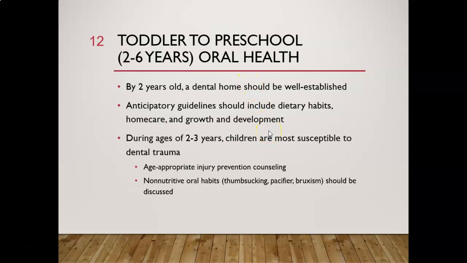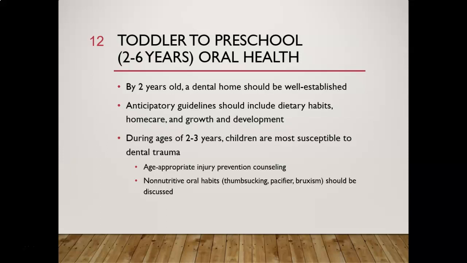So toddler to preschool, 2 to 6 years, oral health. The oral health professional should provide literature at each visit that reflects the stages of development. In addition, oral health care professionals, along with primary care providers, must advise parents to schedule preventative oral care appointments for the child at least twice a year. And there's a couple good figures and boxes in the text that have some additional information. But by 2 years old, a dental home should be well established. Anticipatory guidance should include things like dietary habits, home care, growth and development.